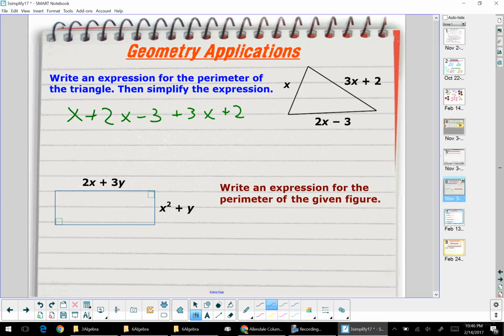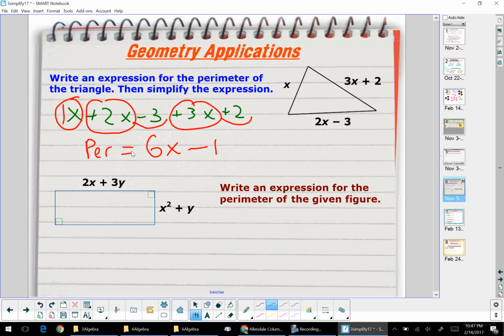So I'm going to go through and identify some like terms. We have an x. We have a positive 2x. Remember what I said in the last video about keeping the sign that's in front with the number. And I have a positive 3x as well. Now, when you have a variable that's by itself, it's assumed there's one of them there. So I'm going to put the number 1 in there because that's what we really have. We have 1x plus 2x plus 3x, which gives us a total of 6x. And in terms of the number part, I have a negative 3 and a positive 2. Negative 3 and positive 2 give me a negative 1. And that is our expression for the perimeter of this figure, 6x minus 1.